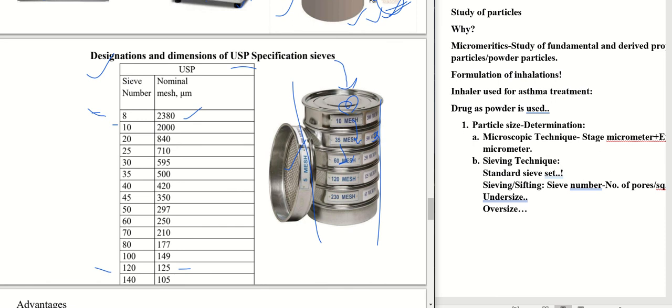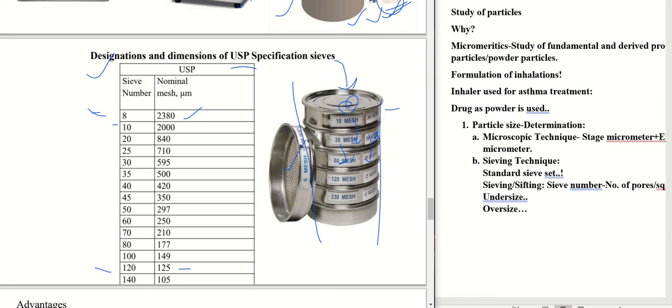Undersize, for example: the particles retained on this mesh, and some amount will be moved on to this. So the particles retained on this would be considered oversized because they are not passed through this mesh. So it is known as oversized for mesh number 35 and undersized for mesh number 10.